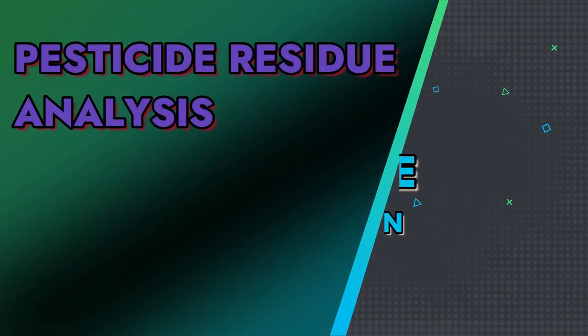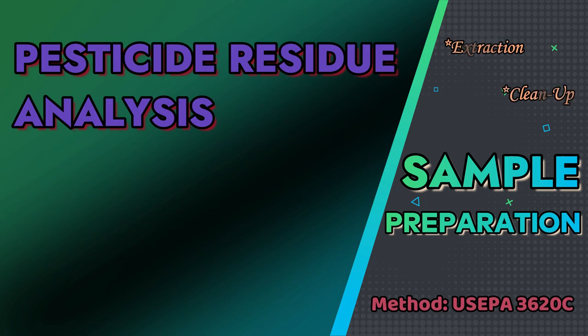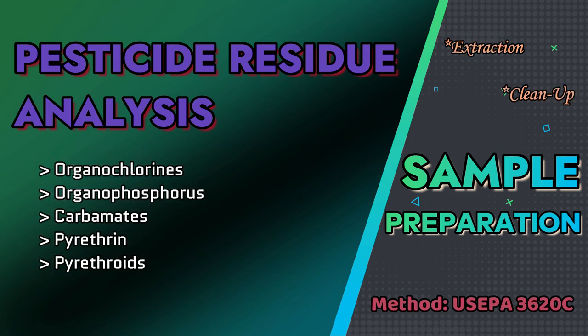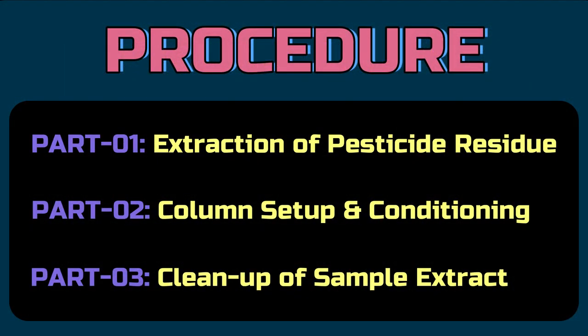Pesticide residue testing is the most in-demand test all over the world, especially for fruits and vegetables. This video is developed to show you the details about the sample preparation for pesticide residue analysis of a vegetable sample. This process involves the following three steps: pesticide residue extraction, column setup and conditioning, and cleanup of the extract.